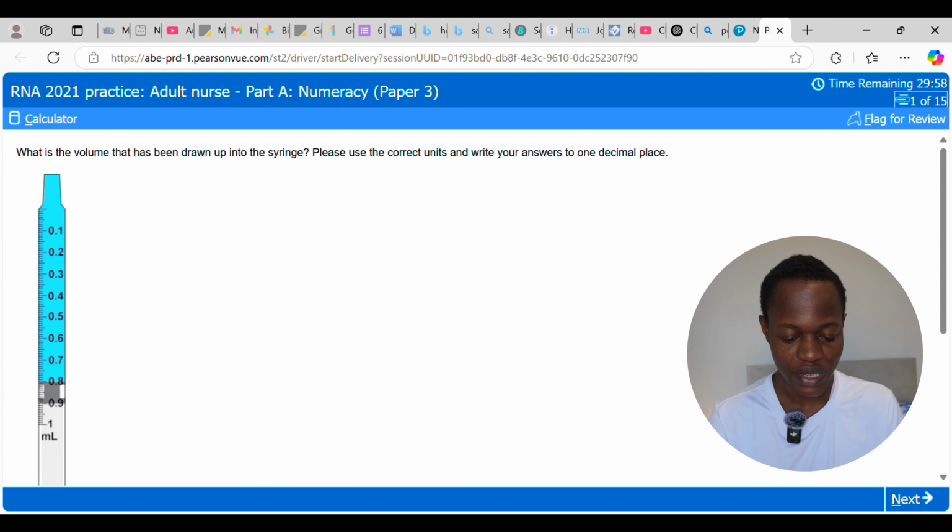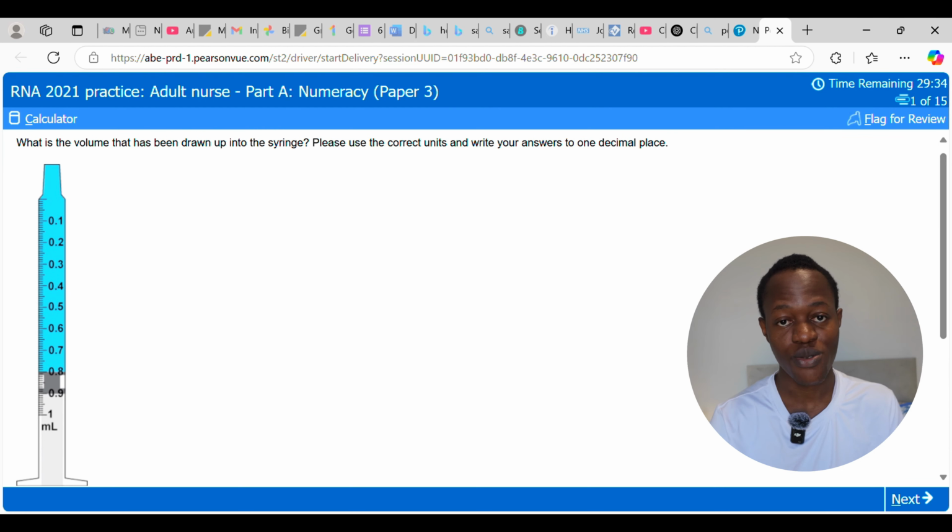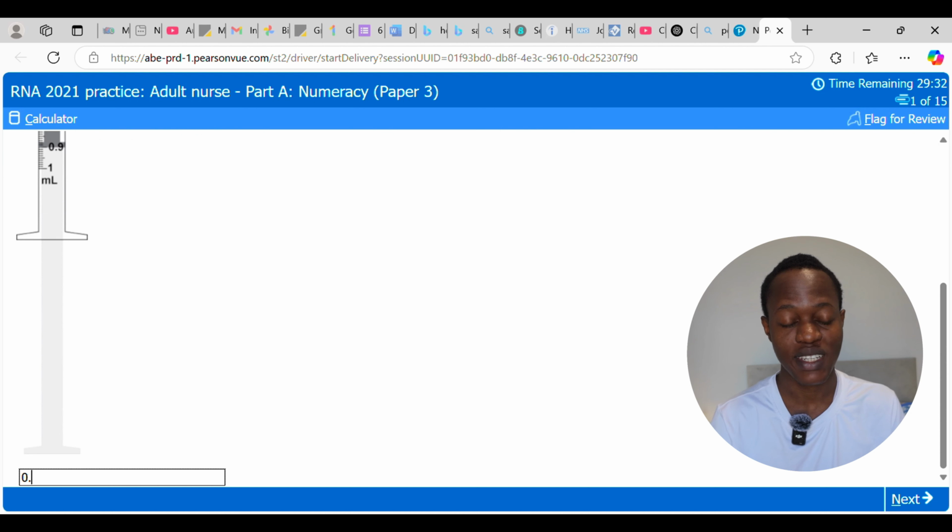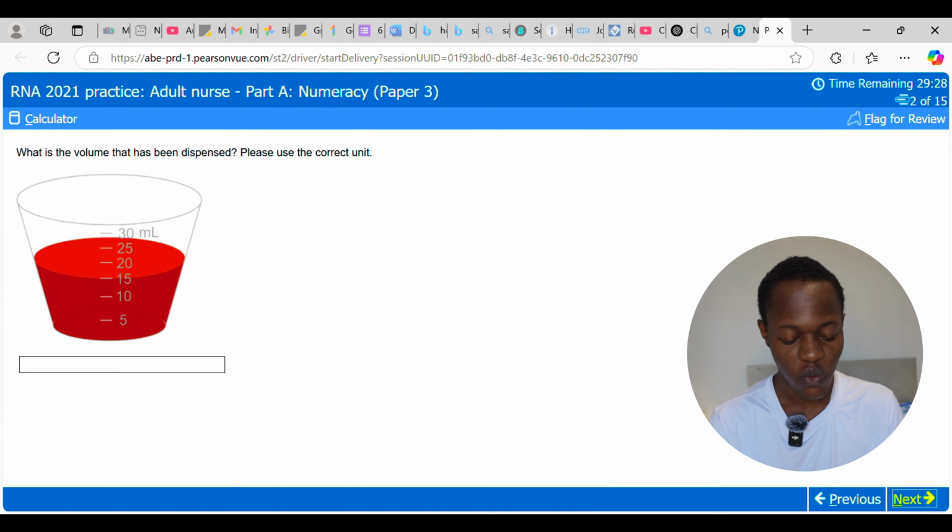What is the volume that has been drawn up into the syringe? Please use the correct units and write your answers to 1 decimal place. This is very straightforward. We have where the fluid is stopped at 0.8. So we're just going to scroll up and put in 0.8 ml. What is the volume that has been dispensed? Please use the correct unit. This is 15 ml.